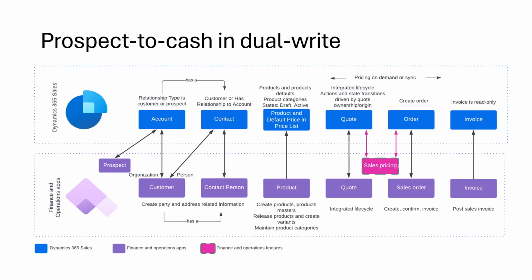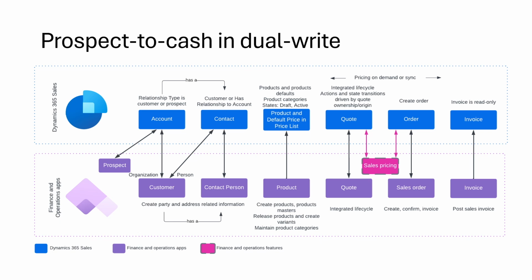Prospect-to-cash is a functional workflow that consists of dual-write solutions and features to integrate seamlessly data and processes across Dynamics 365 supply chain management and Dynamics 365 sales. In this diagram, we have illustrated the objects typically mapped as part of this integration. Starting from the left-hand side, we have prospects, customers, and contact persons bidirectionally synchronized. Parties, vendors, postal, and electronic addresses can be synchronized as well. And we have products. These are maintained exclusively in F&O and synced unidirectionally.